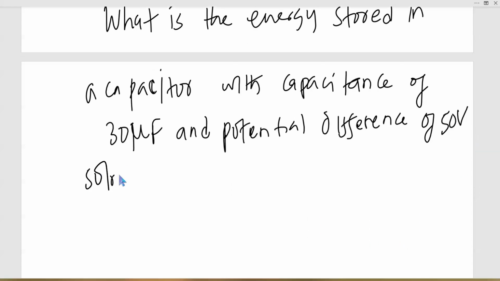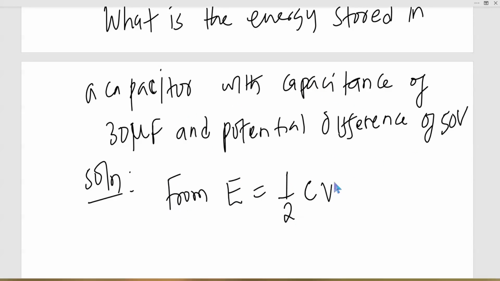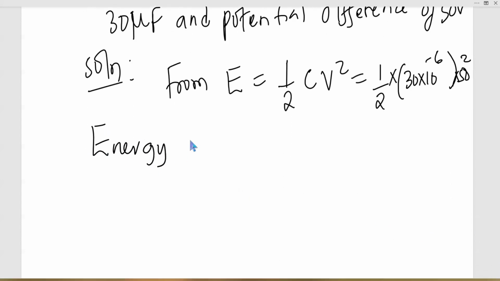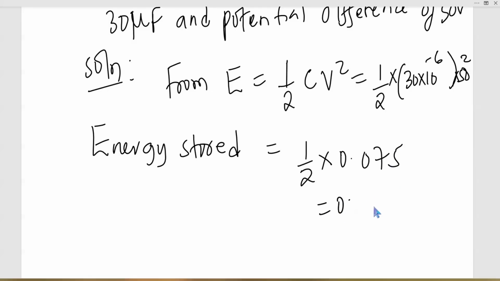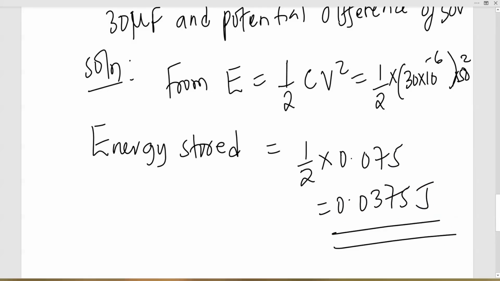So you can look at the solution as E equivalent to, what do we have here? We have capacitance and voltage. So this will be a half CV squared. This is going to be 1 out of 2 times 30 times 10 power negative 6 to convert this to farads. Then we multiply by 50 squared. So the energy stored here will be a half times 0.075, and this is 0.0375 joules. Remember, energy is measured in joules.